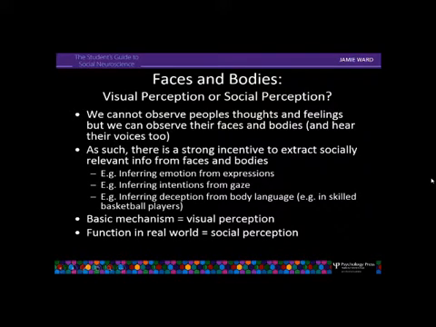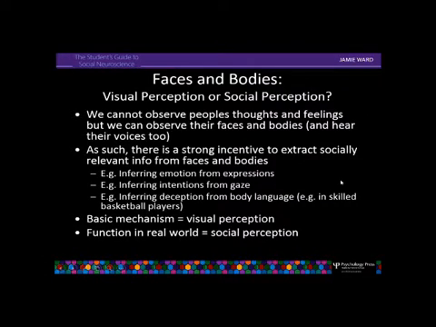So historically, faces and bodies have been studied in terms of visual perception, high-level visual perception, categorizing and recognizing and so on. But in terms of the function of seeing other people, it serves a social perception purpose. What we're trying to do is figure out about other people, because we're a social species. We want to extract as many clues to people's thoughts and feelings as we can. Given that we can't observe what's going on inside somebody's head, these are a window onto their minds and their experiences, if you will.